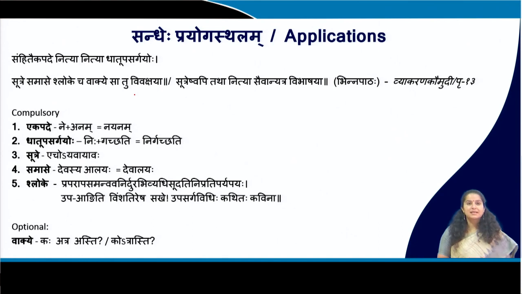What happens in this case? You can also have another reading here, which is Sutre shwapi tatha nitya saivanyatra vibhashaya. Okay, which is a bhinna patha, a separate reading, and this is from the Vyakarana Kaumudi. And what does it say here? It says that in different cases, sandhitaika pade, wherever there is a joining, nitya in the dhatu and the upasargayo, you can have the forms that remain, or in the sutre, samasa, shloka and the vakya, you can have these sandhis that take place.